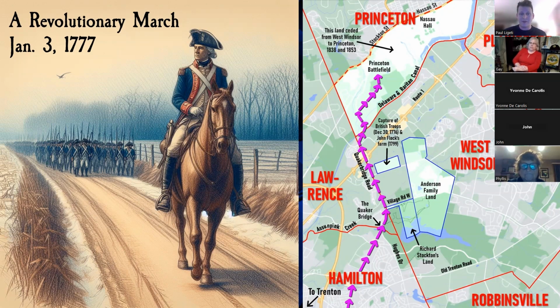This army was led by three militiamen, and one of them was named Ezekiel Anderson, whose family owned hundreds of acres in present-day West Windsor, which is the largest land tract highlighted in the map. You can also see Richard Stockton's land and the land that was eventually owned by John Flock, where the British troops were captured. On their way, again, they passed by both of these tracts.